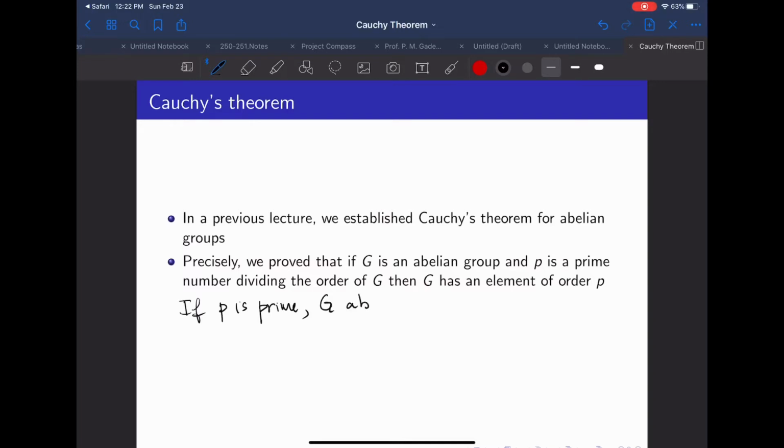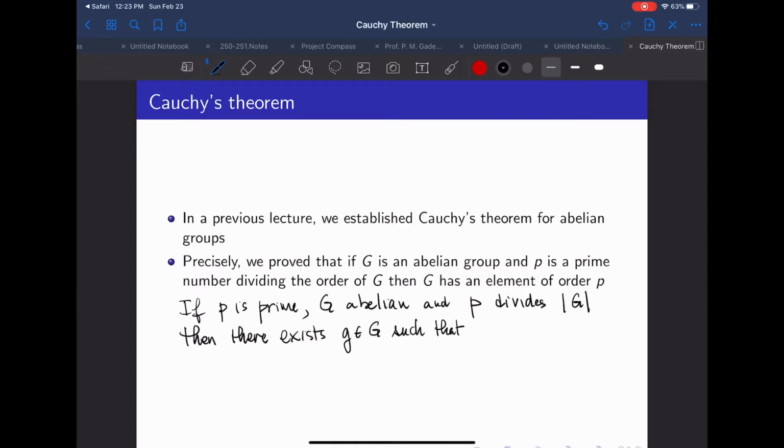G abelian, and p divides the order of G, then there exists some element g such that the order of g is actually equal to p. Okay, and this is Cauchy's theorem.